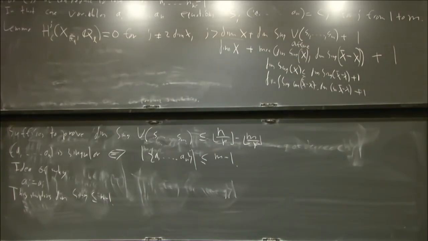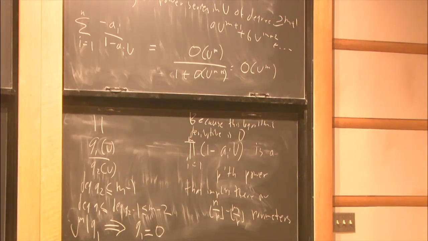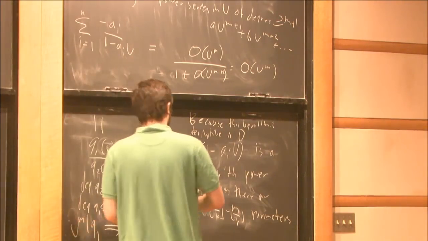So that implies there are the floor of n over p minus the floor of m over p parameters. This product here, the last part here, that's up to n? Oh yeah, right. You're correct. That's up to n.